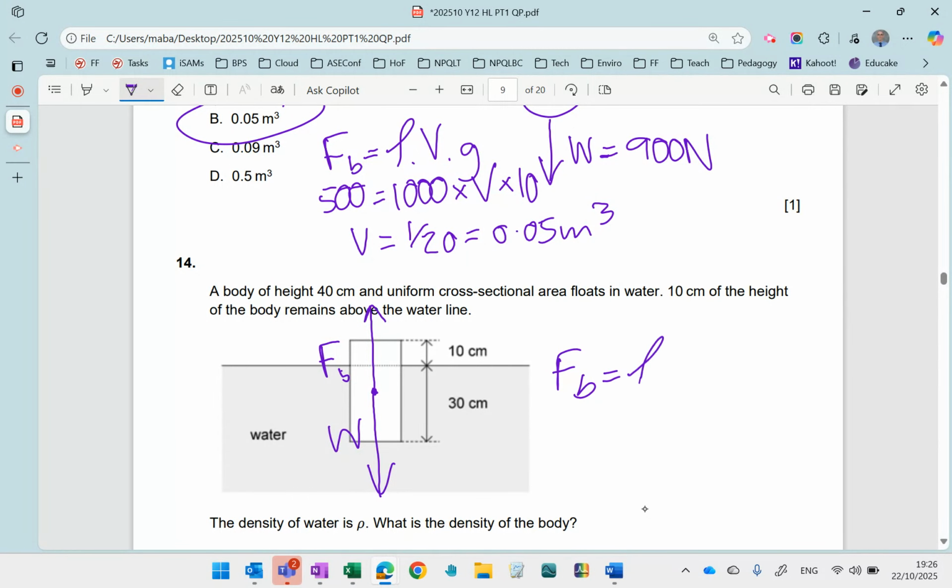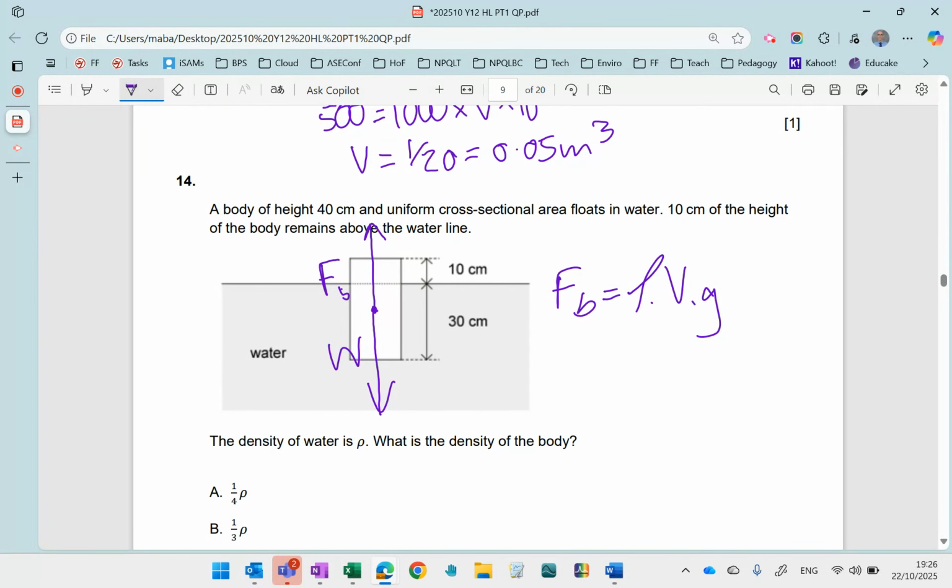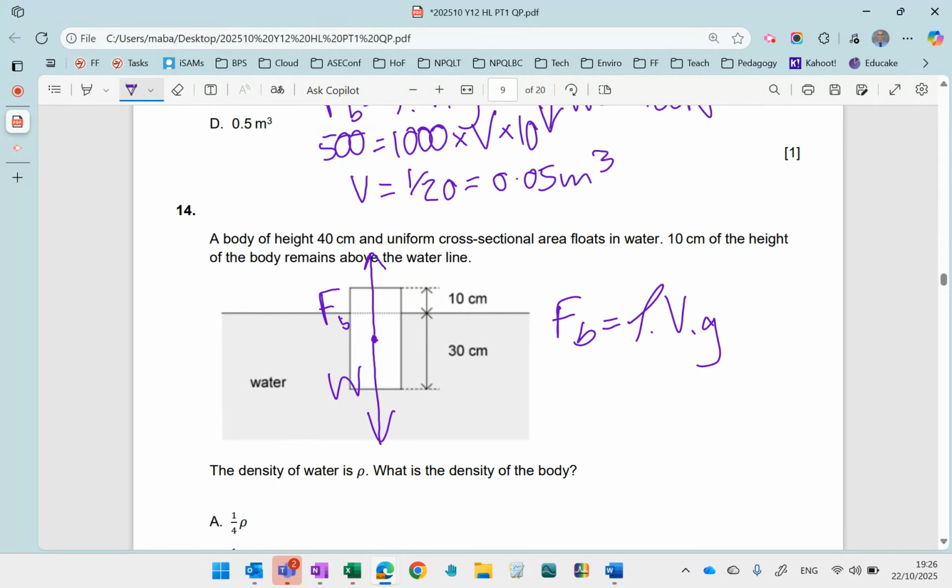We used it in the last question, so that's rho times V times g. The key thing for us to get our heads around here is that it's the volume of the water that's been displaced. It's not the volume of the entire block, it's the volume of the bit of the block of the water that's been displaced.